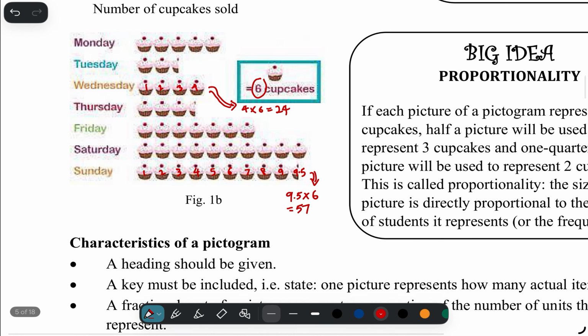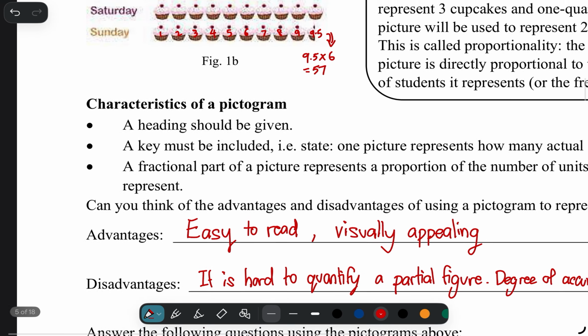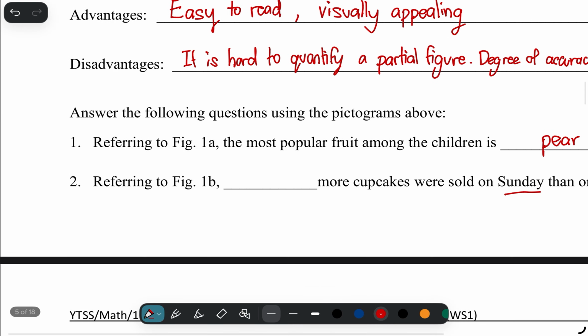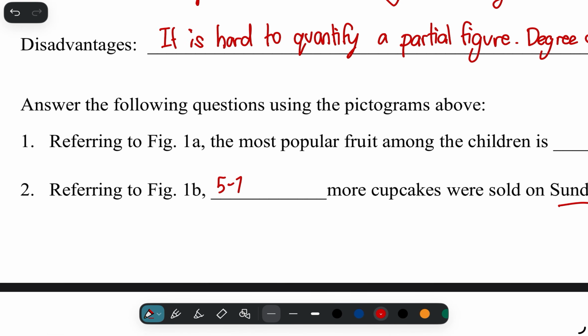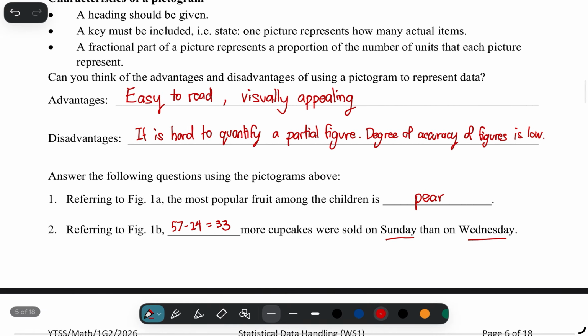So if I were to compare Sunday and Wednesday, how many more cupcakes? It would be 57 minus 24, which is equal to 33 more cupcakes sold on Sunday than on Wednesday. Okay, this is for the pictogram question.